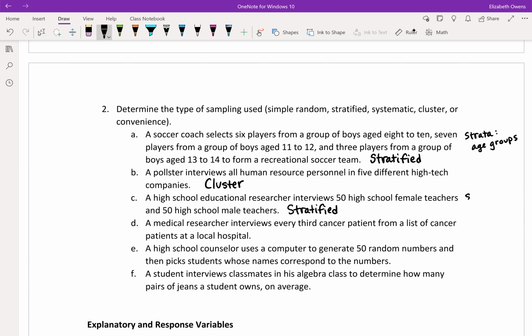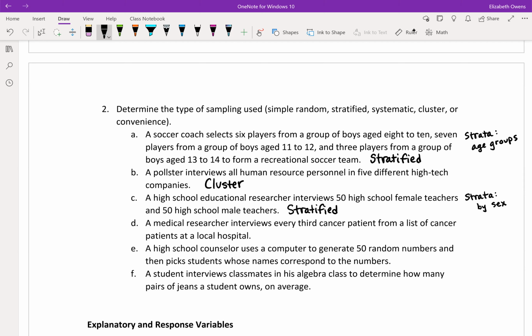And the strata here are a little different than in the previous stratified example. Here, the groups are created by the sex of the individuals, female and male in this case. I guess they were not considering intersex, but yeah, so we've got a stratified sample there.